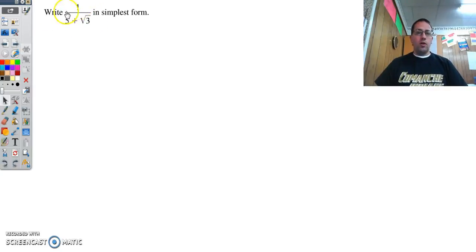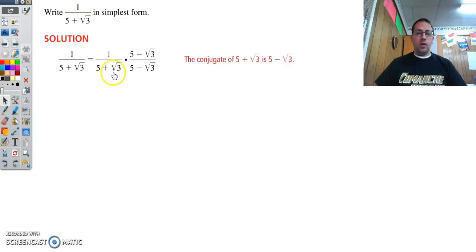So we have 1 over 5 plus the square root of 3. Now, again, we don't like having square roots in the denominator of our fraction. It's no good. So we've got to get rid of this. And what we do here is we use the conjugate. If you remember, we talked about imaginary conjugates, the complex conjugates, and we've had irrational conjugates before. And so the conjugate of 5 plus the square root of 3 is 5 minus the square root of 3. And so that's what we're going to do. We're going to multiply the numerator and the denominator by 5 minus the square root of 3.